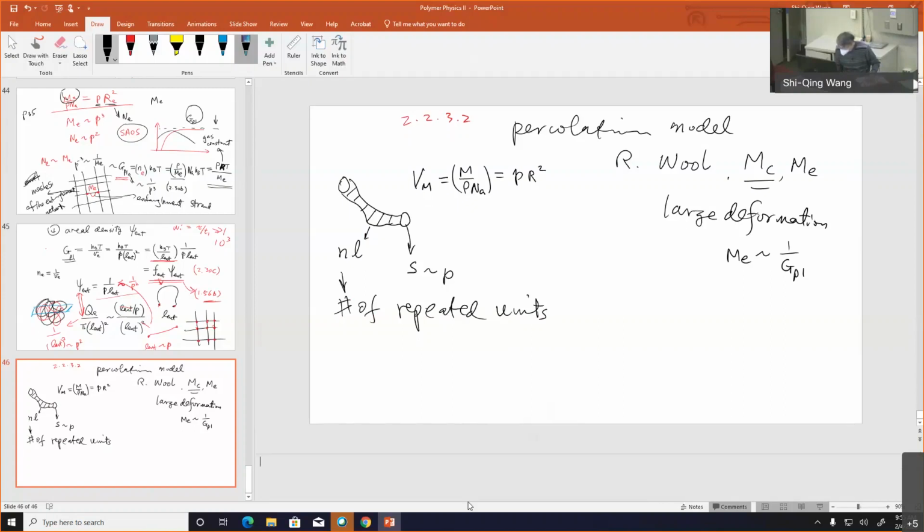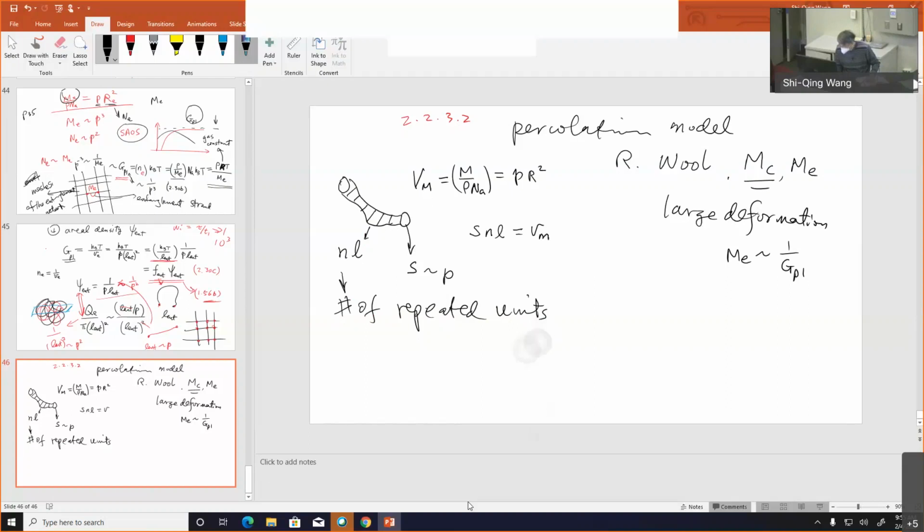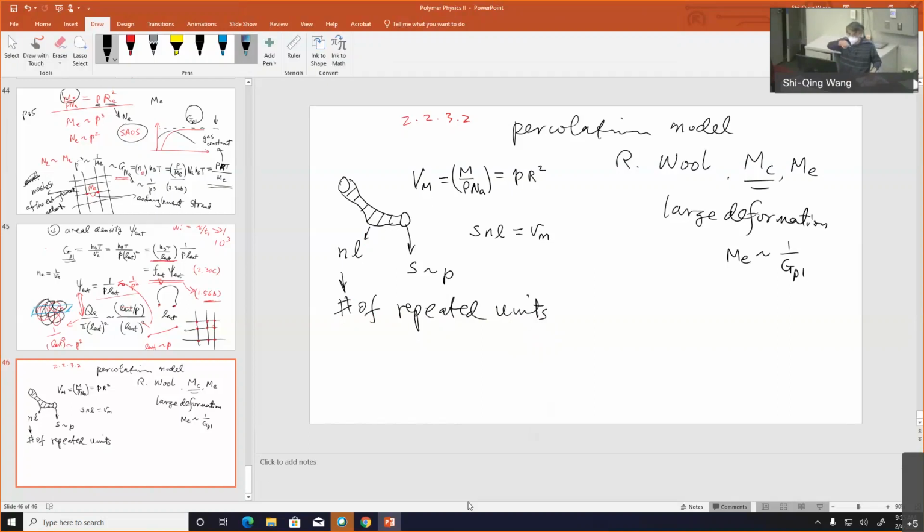Geometrically, I can tell that S times the chain length is my physical volume. Just treat this as a rope that has a certain cross-section and a certain length. Then my physical volume, of course, is length times the cross-section of the rope.